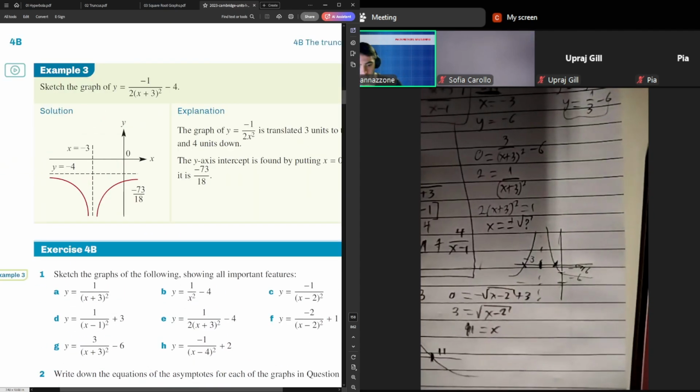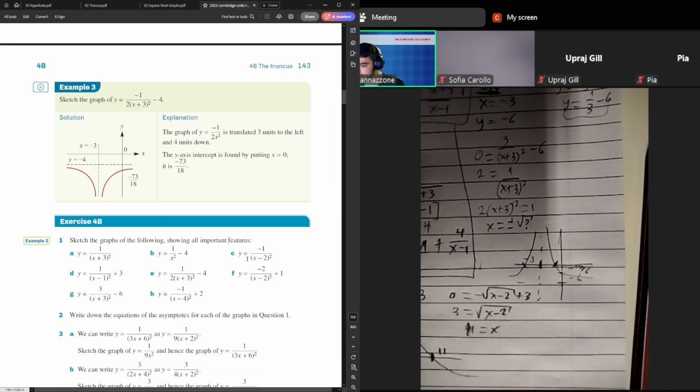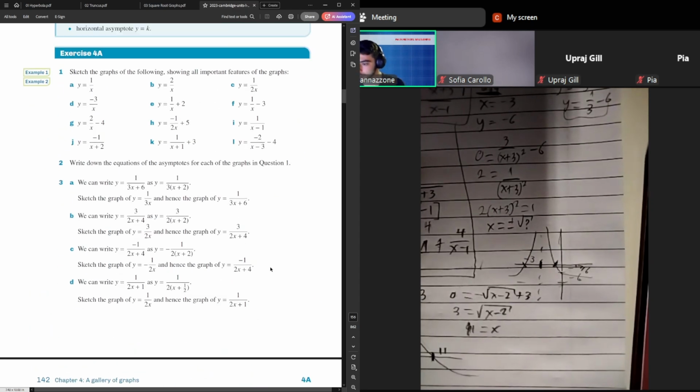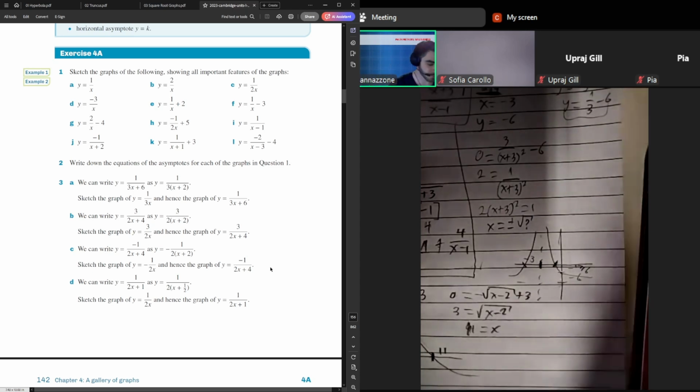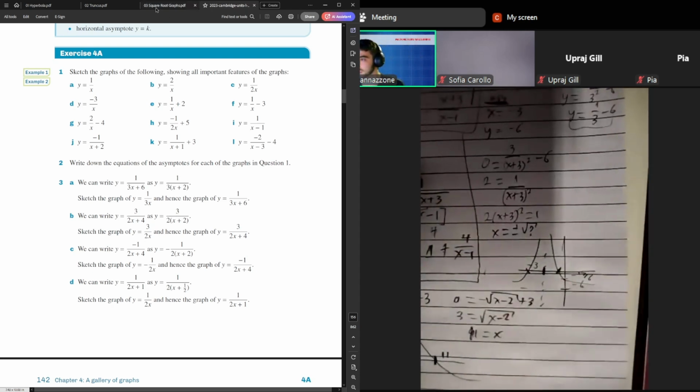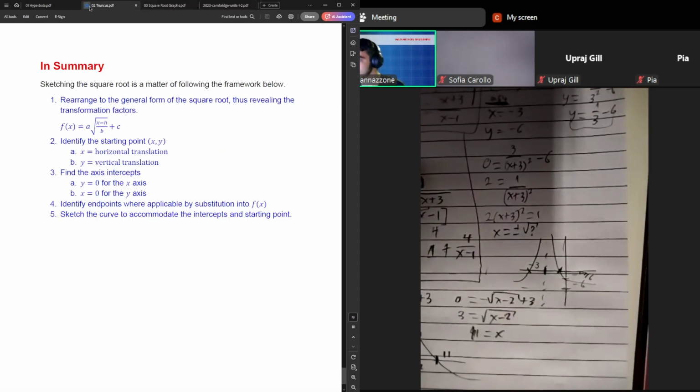Okay, and we're not going to have much time to do a hyperbola, but the good news is you solve it the exact same as you would a truncus. It's easier math, and all you've got to do is make sure that you are flipped on the diagonal to achieve that. Okay, so how do we conclude?